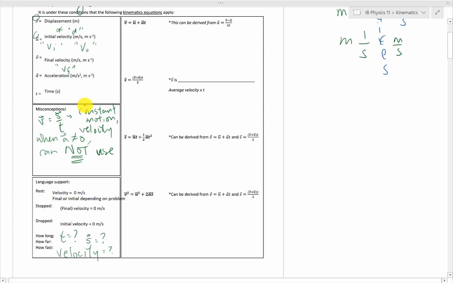Alright, so now we have an idea of what the symbols mean when we see these equations. Some misconceptions, some language support. All of this is just build up right now, and you might be thinking, come on, let's just get to the actual stuff here. Okay, let's get to the actual stuff.